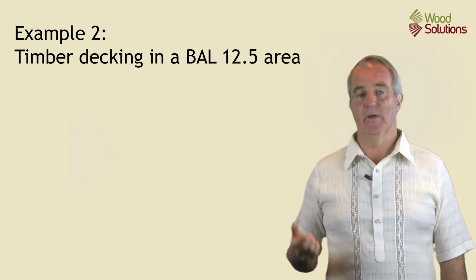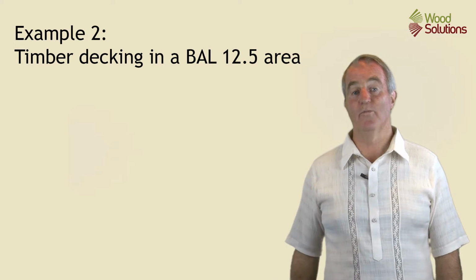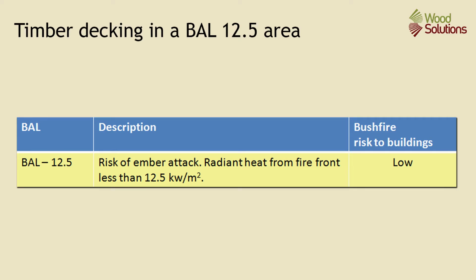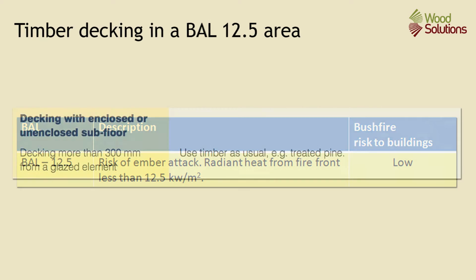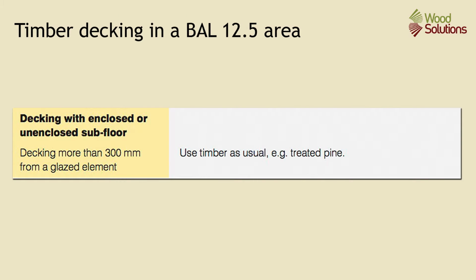The second example is for timber decking in a BAL 12.5 area. BAL 12.5 sites have a risk of ember attack and a low risk of building fire from bushfires. All traditional timber framing and external products and systems can be used, but there are some restrictions on elements within 400 millimetres of the ground or a horizontal surface. Looking at the information listed in the guide, we can see that timber decking can be used in a veranda or decks without restriction if it is more than 300 millimetres from glazing.